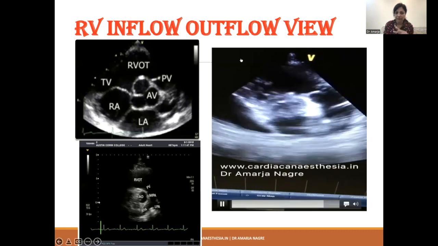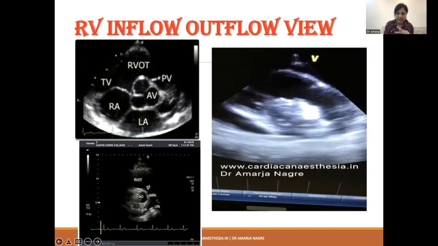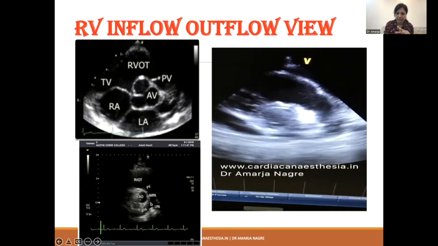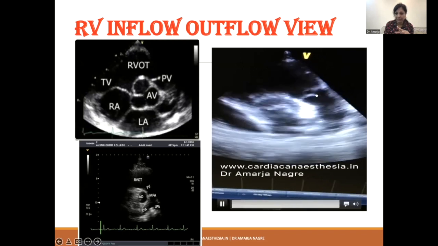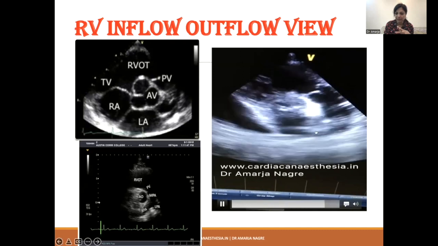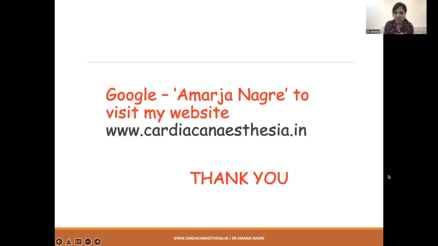Then this is the RV inflow outflow view. This is the aorta in center, and this is the RVOT, pulmonary valve, main pulmonary artery, RPA and LPA. Here you can see the pulmonary valve, the main pulmonary artery, RPA and LPA. So that was all about acquisition of transthoracic views from my side today.